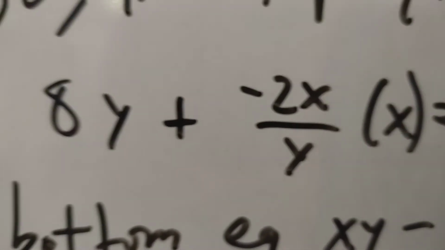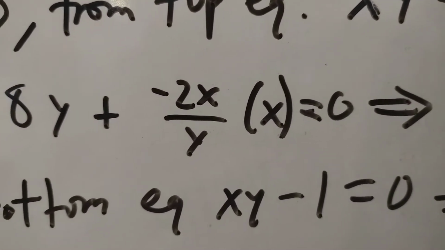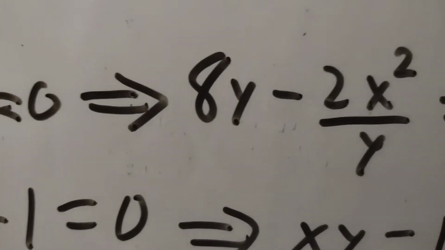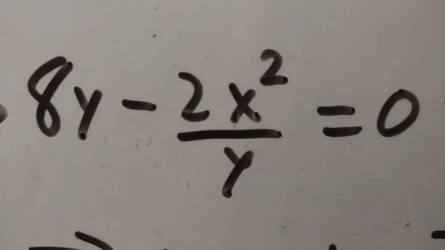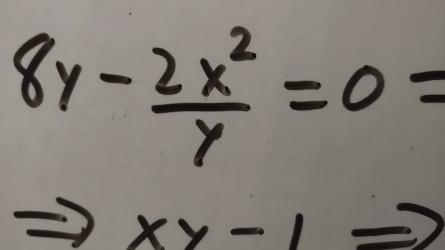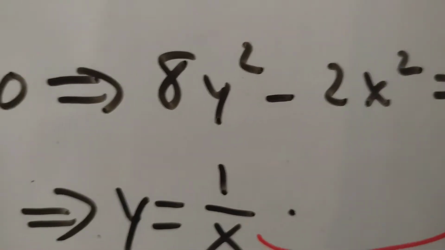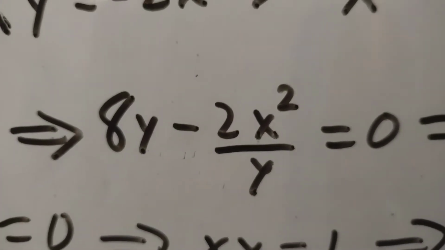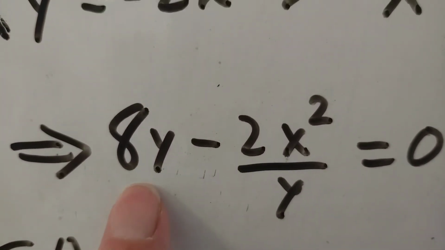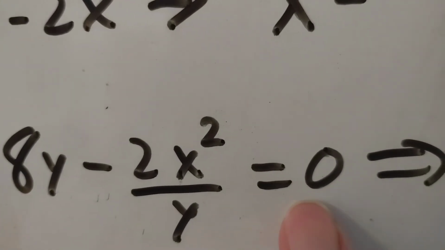And then what I want to do next is clear the fraction. So multiply both sides by y. So when I multiply both sides by y, this implies 8y minus... okay, let's do it now. Multiply both sides by y, now that we got 0 on one side. So we get 8y squared minus 2x squared equals 0. Let me show you that again. When I multiply by y, this becomes 8y squared. Here the y in the bottom cancels out with the y. And anything times 0 is 0.